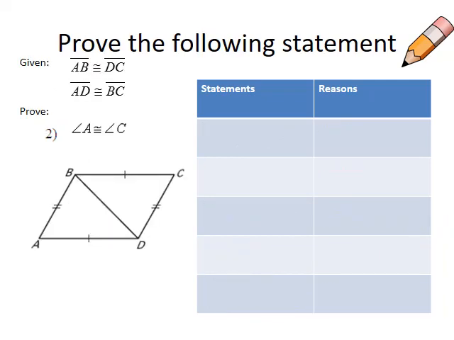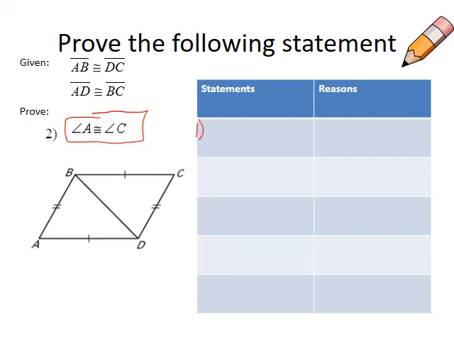All right, so for our second example, we have this image and we have the given statement that line segment AB is congruent to line segment DC, and that line segment AD is congruent to line segment BC, and then we are trying to prove that angle A is congruent to angle C.